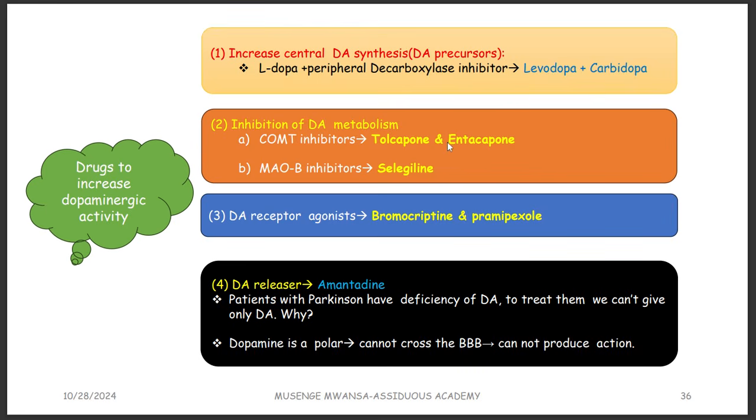But entacapone is only working peripherally. Remember tolcapone is both peripheral and central. And then you have got dopamine receptor agonists. These guys are working like dopamine: bromocriptine, pramipexole. And then dopamine release, I have got only one guy, amantadine. Okay.